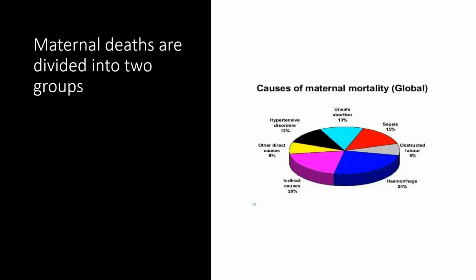Maternal deaths are divided into two groups: direct obstetric deaths and indirect obstetric deaths. As shown in this graph, there are about 20% indirect causes on average globally and 80% are direct obstetric causes.